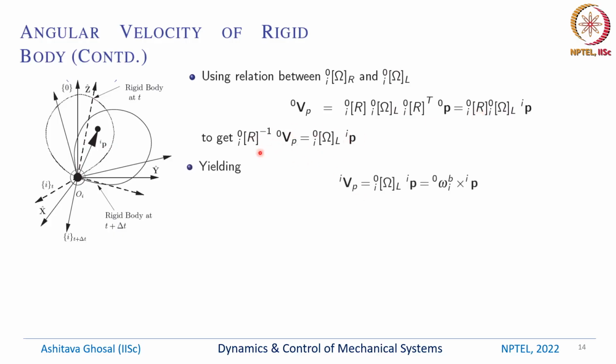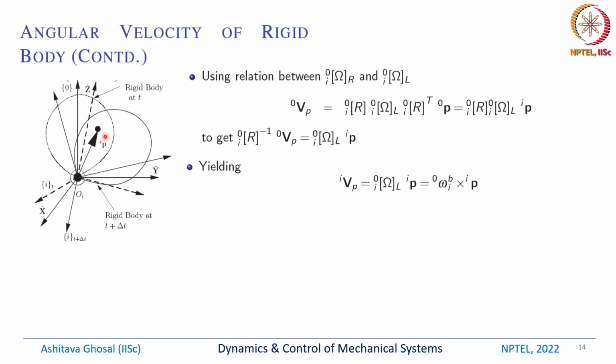So if you do this, this quantity here, if you think a little bit, is the linear velocity of the point P expressed in the ith coordinate system. So 0IR inverse into 0BP is the same as I0 into 0VP. So this again, the 0 0 will cancel out and we will be left with IVP. And this is equal to the left angular velocity matrix into IP. So remember, this is a skew-symmetric matrix. So this is nothing but the body fixed angular velocity vector cross IP.